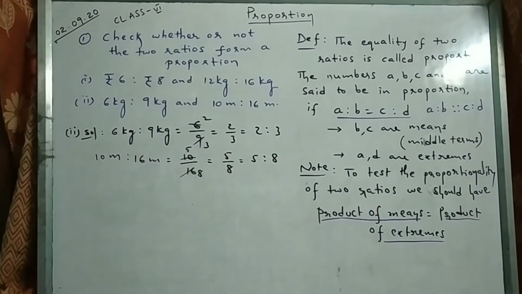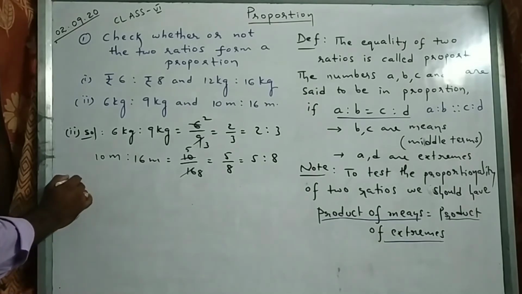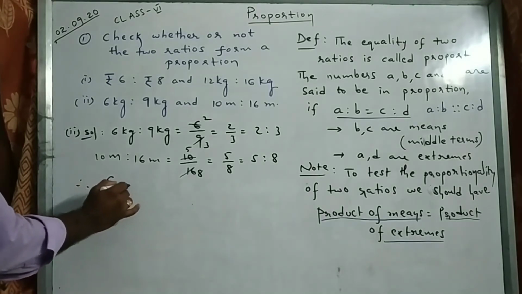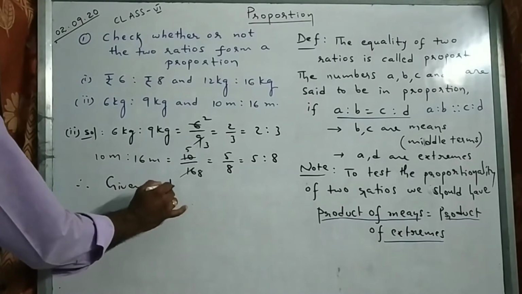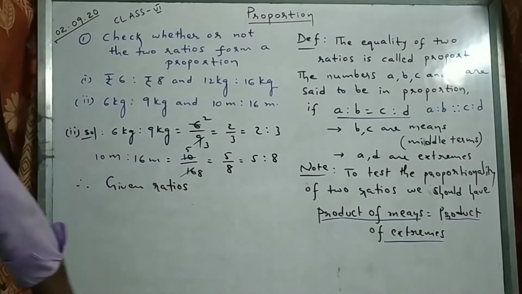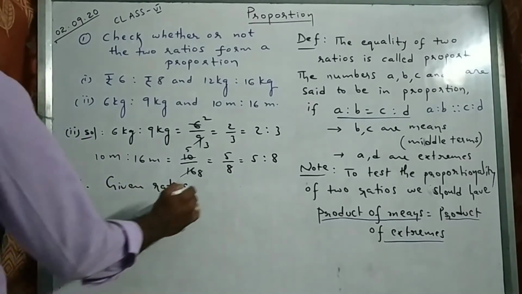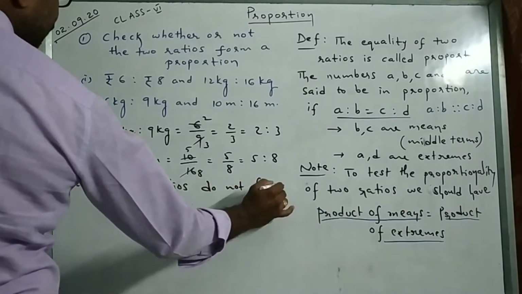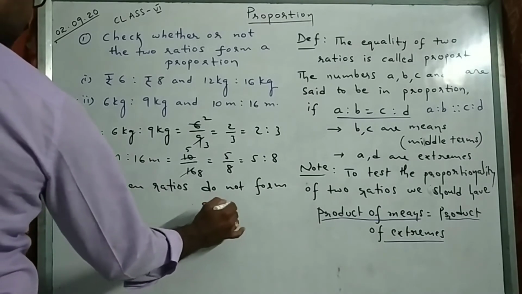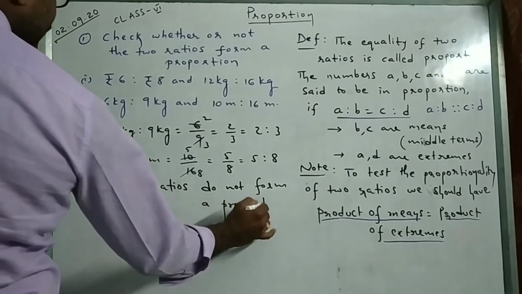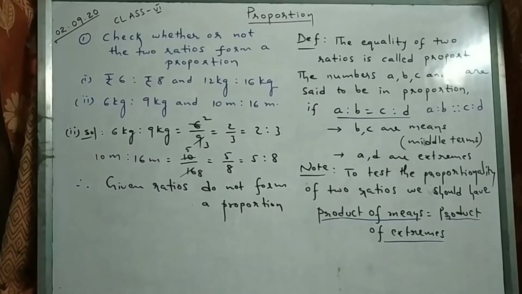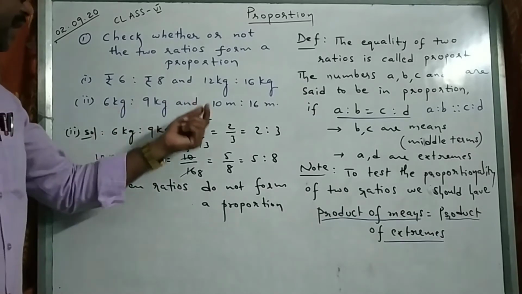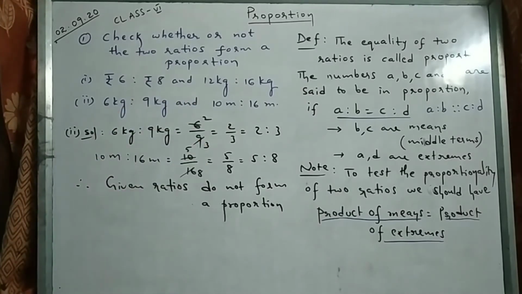Are they equal? No. That means, therefore, given ratios do not form a proportion. Why? Because the ratios are not equal. So the ratios are not equal. That's why we say that given ratios do not form a proportion.